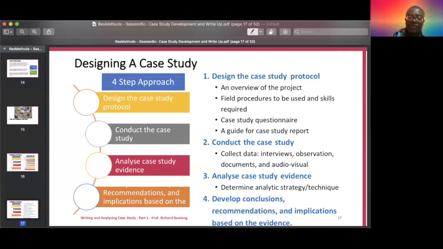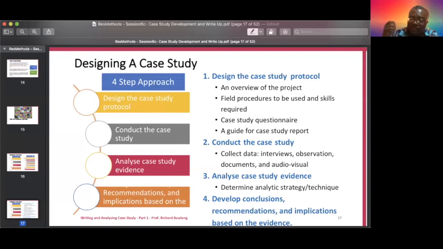So a case study protocol is not just a document where you write, I'll do this, I'll do that. It has to be well detailed and it has to be timed. For a PhD, it has to be tied to your data collection period so that you know what you're going to do in that period. Otherwise, you just do it and it will have nothing relevant to your work.